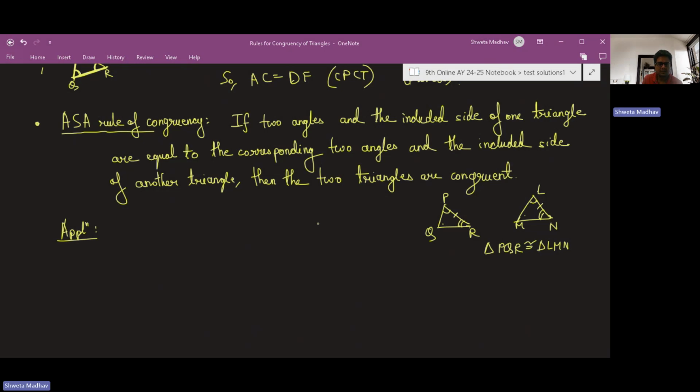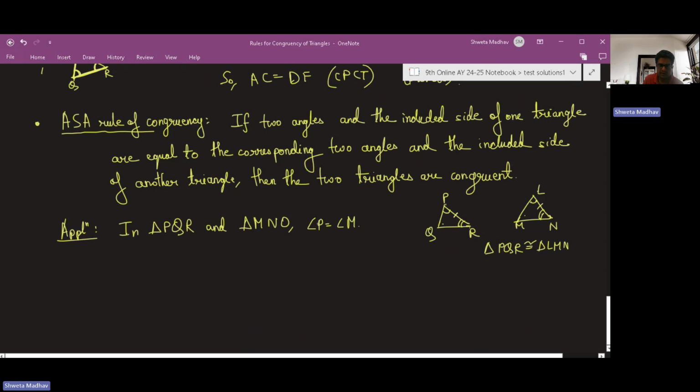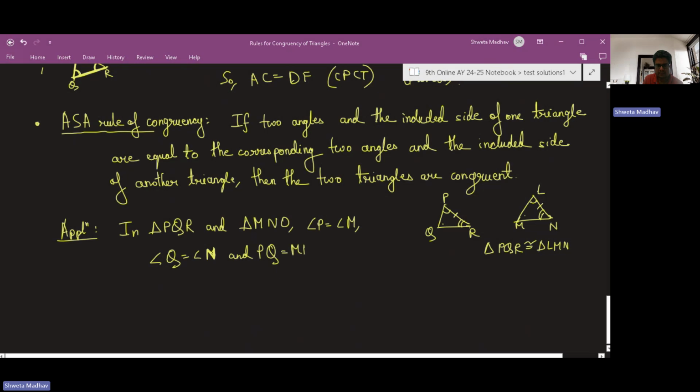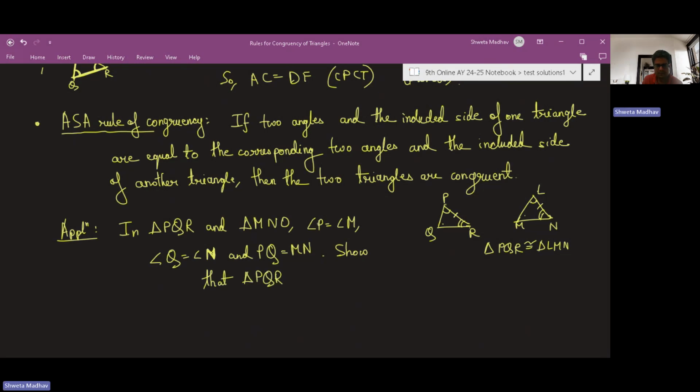So we can understand this rule by using one application. Suppose it is told that in triangle PQR and triangle MNO, angle P equals angle M, angle Q equals angle N, and PQ equals MN. Then show that triangle PQR is congruent to triangle MNO. That we have to prove.